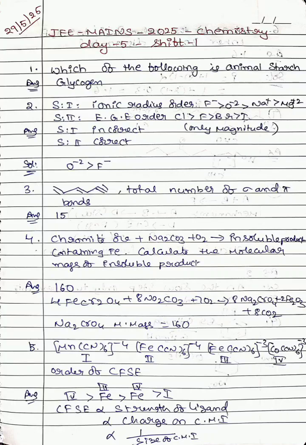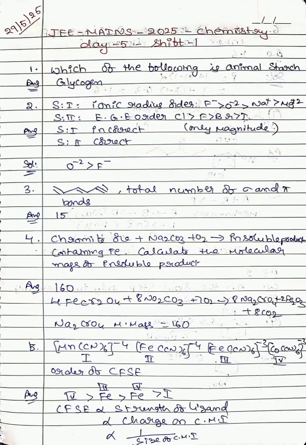Next one, chromite ore when treated with sodium carbonate in presence of oxygen. First we get sodium chromate as soluble product, yellow color, and they are asking the molecular weight of that product. Check this equation, and here the molecular mass of sodium chromate is 160.